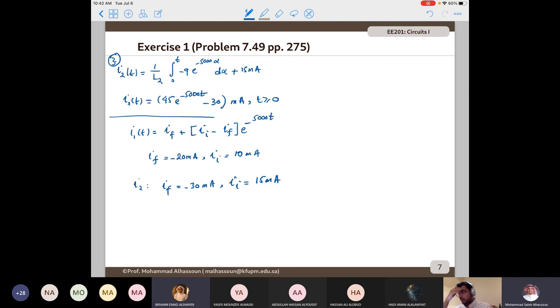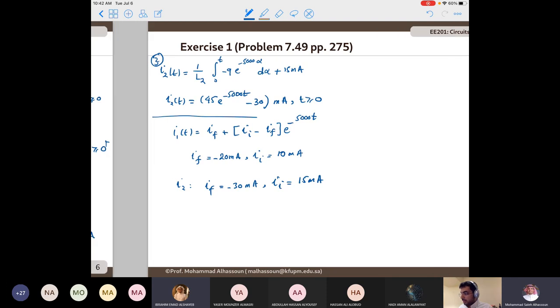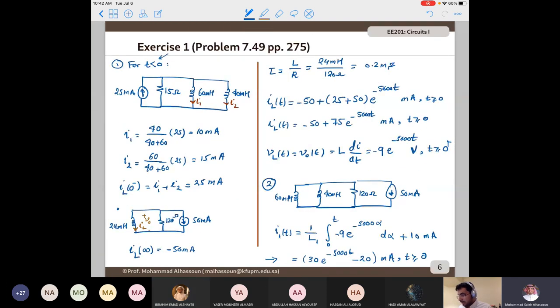Ibrahim: Dr., we found the I final using the voltage divider, right? The current divider, sorry. Actually, you can easily get the final value of the current from the initial values here. Because see here, the original source was 25. This one is 50, so 2 multiplied by 25, so you double the current. So you expect I1 to be doubled, and I2 to be doubled. The only difference is the sign, because the 25 milliampere is going up, the 50 is going down. So you didn't need to do the calculation again, just by noticing that. In the first case you have 25, in the second case you have 50, so double the value, and the polarity should be different.